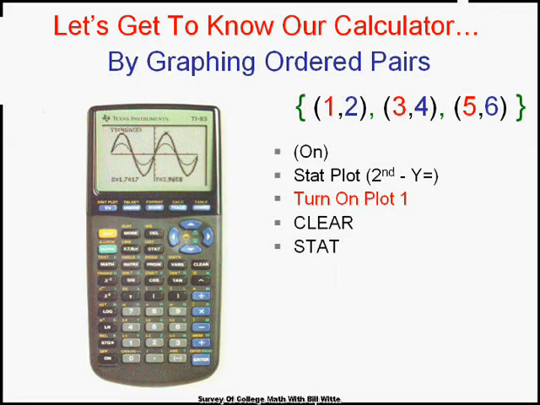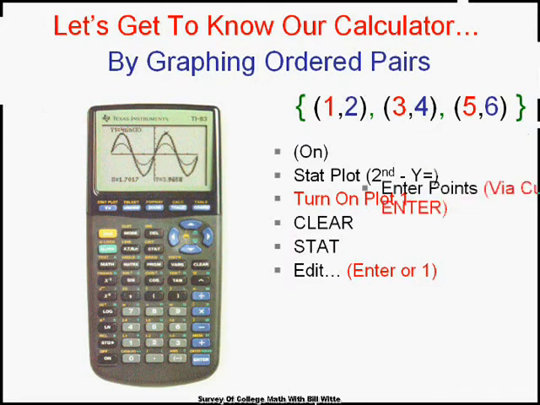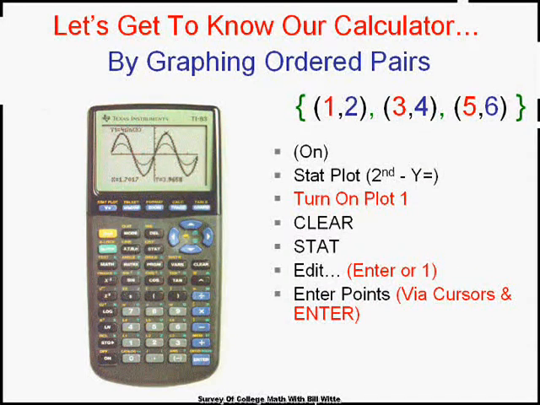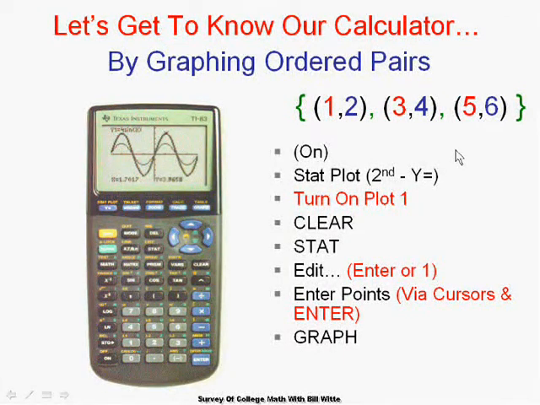All statistical type stuff is done under the stat button. So you would hit the stat button, and we're going to enter them by editing. I'll show you what's going to happen there, and we'll enter the points. You can either enter the points via the cursors, or you can use the enter button. Then we'll hit graph and we'll actually see these 3. There should be only 3 points. Remember, 2 numbers make up a point. As you know, we hit clear to get out of here.